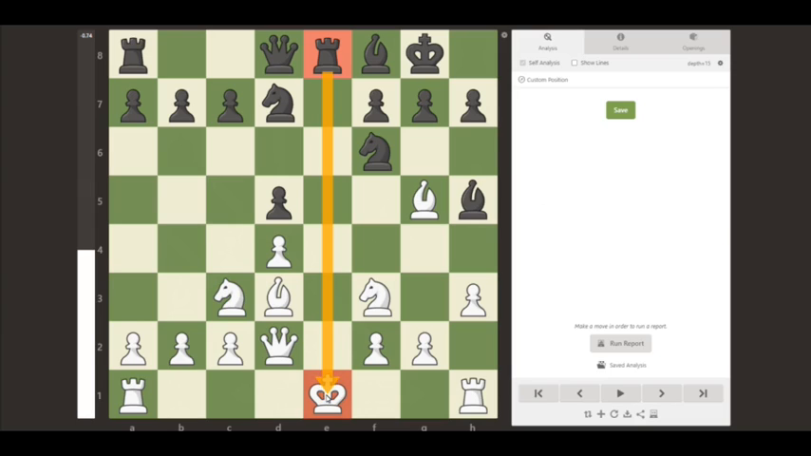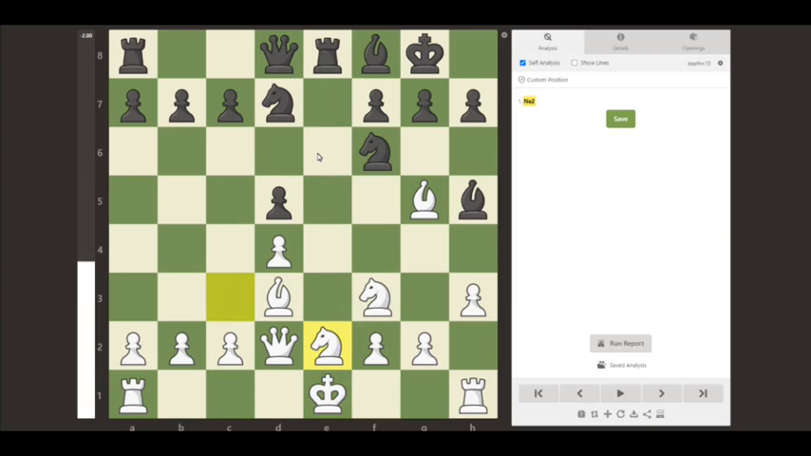So, if white wants to castle, he must first block the check. So for example, he can move his knight and block the check. Now, on the next move, white can castle either kingside or queenside.